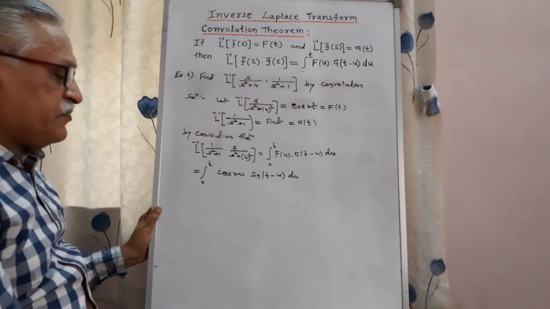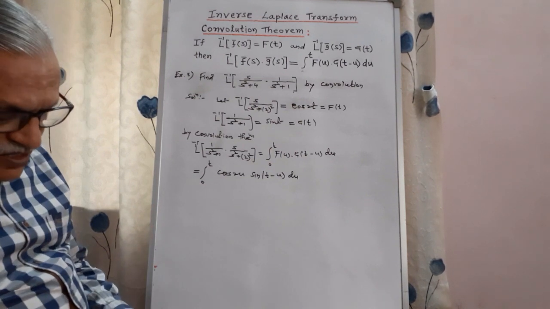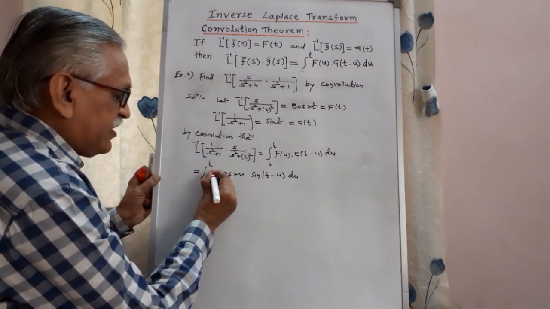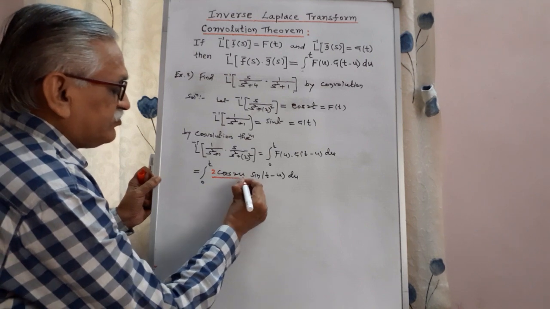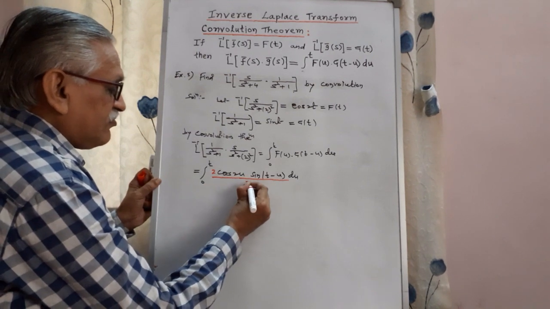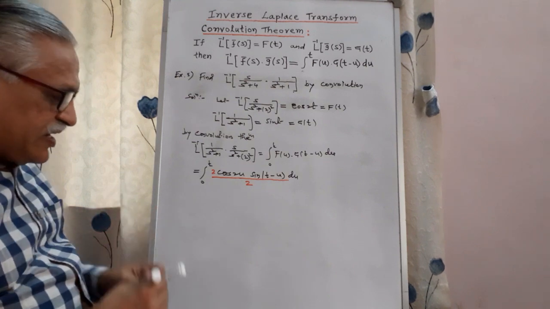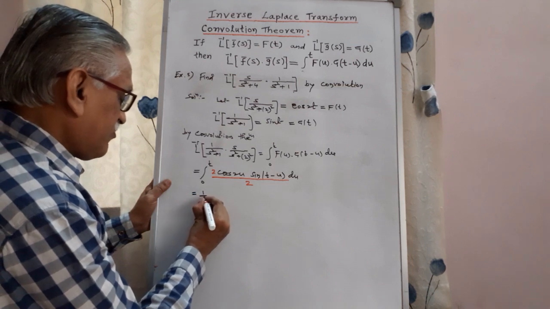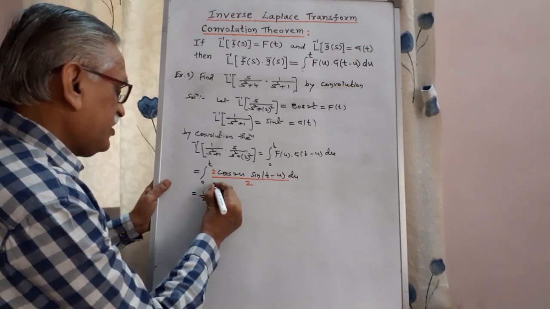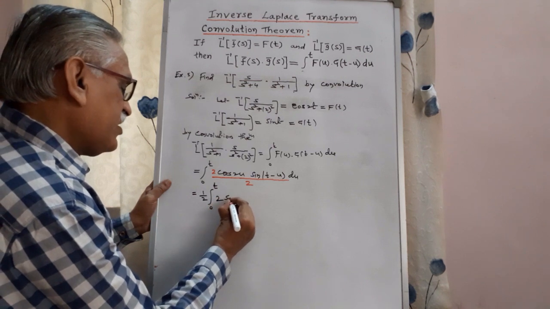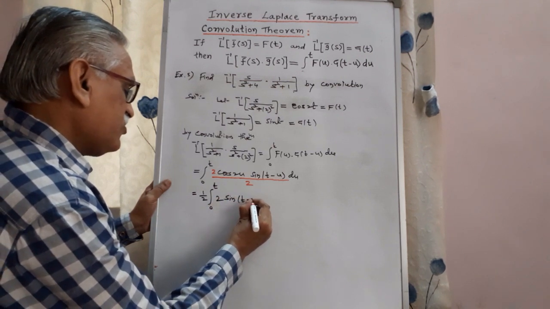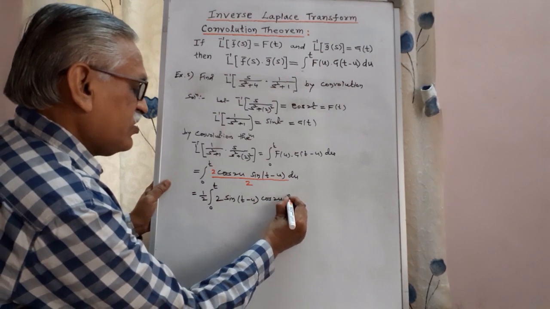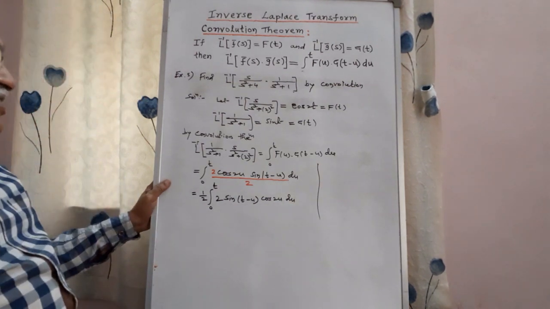Product of two terms of sine and cosine, therefore applying that standard result, but for that first of all we have to multiply it by 2 and divide by 2, so that we can apply that standard result. Therefore it is 1 by 2 integral from 0 to t 2 times sine of t minus u and cos of 2u du.